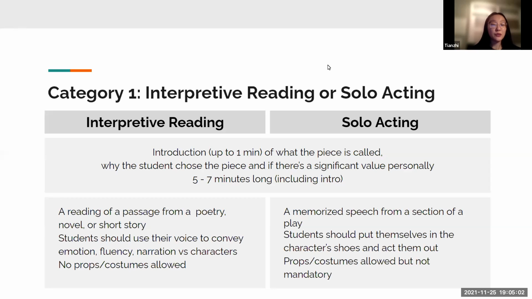Okay, so before I get into how to prepare for category 1, I do want to go over a quick overview of what these 2 different category choices are, because how you prepare for it is going to be a little bit different based on what you choose. So first, for category 1, you can choose either to do an interpretive reading or you can do a solo acting submission. So whatever you choose is going to be up to you, but you cannot do both. So you either choose interpretive reading or you can do solo acting.